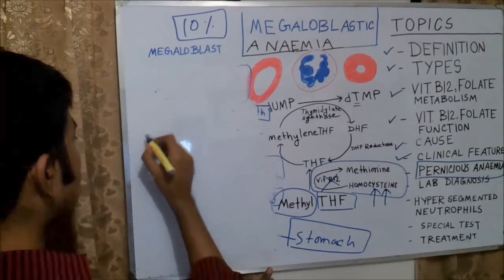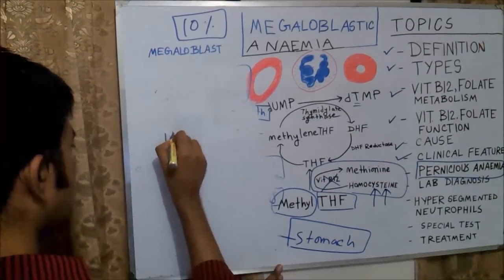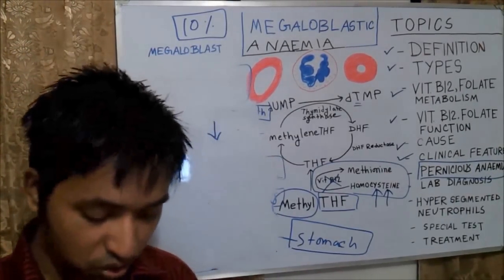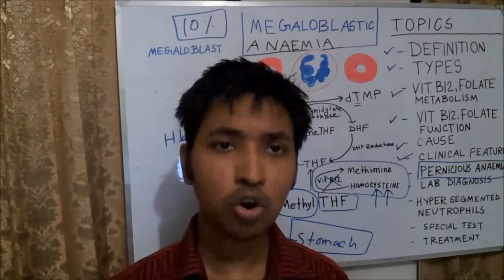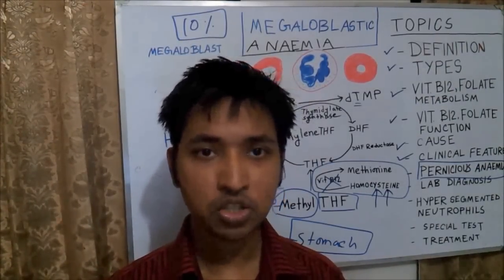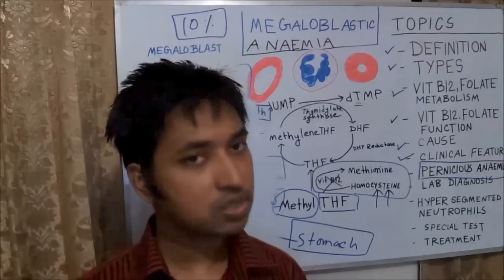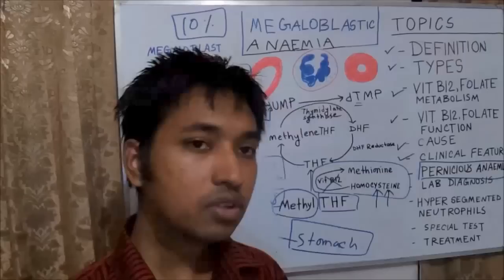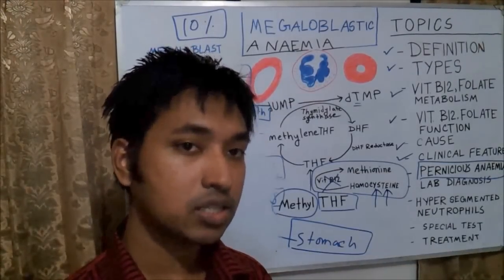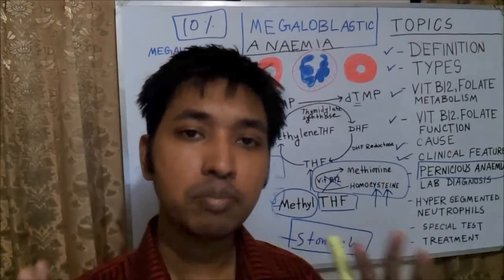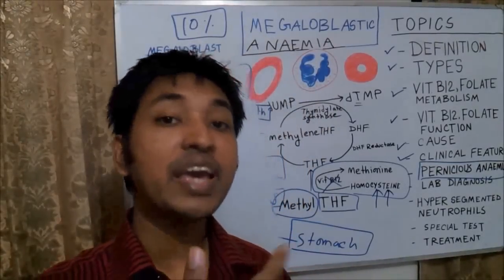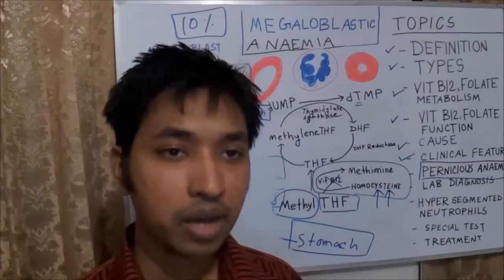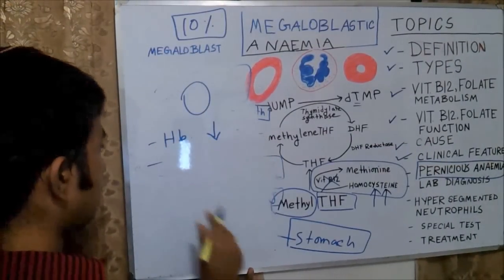Okay, so what will we see in the peripheral blood picture? So surely hemoglobin level will decrease. Okay, so here is an interesting question. Why does the megaloblast cause anemia? We are saying megaloblast occurs due to vitamin B12 and folate deficiency, due to DNA synthesis problem. So why is that causing anemia? The reason for anemia in megaloblastic disease is those megaloblasts in the bone marrow fail to compensate for the hemolysis that is occurring in the blood. So that is one thing. So there will be anemia.